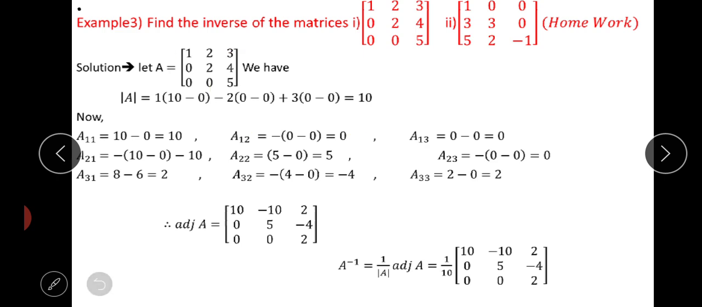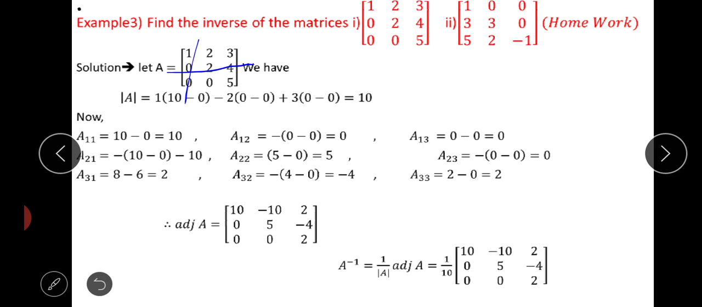Then A13, delete the first row and third column, again we get 0, and minus 1 to the power 1 plus 3 is 4, so the sign is plus. Next, the cofactor of A21, delete the second row and first column: 5 into 2 is 10. Why did I take minus here? Minus 1 to the power 2 plus 1 is minus 1 to the power 3, which is minus. So minus of (10 minus 0) implies minus 10.